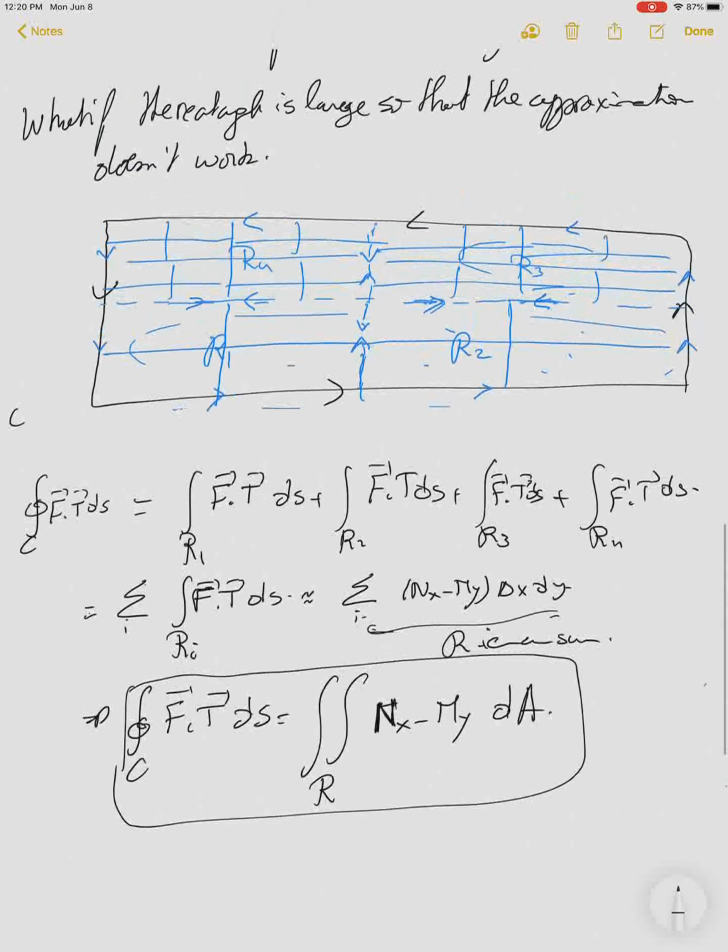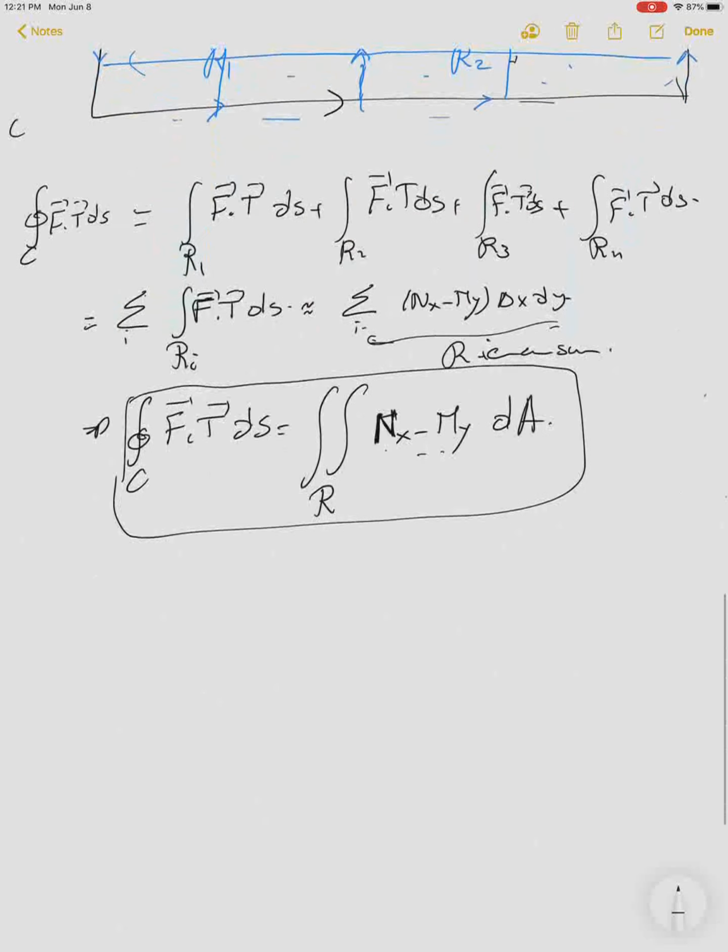Okay. So in order to calculate the line integral over the boundary, I calculate the double integral of the scalar curl, or the circulation density, over the region enclosed by the rectangle. Now what if C is not a rectangle?